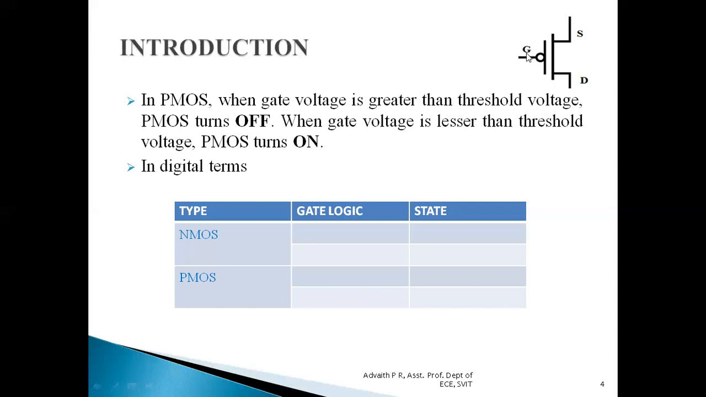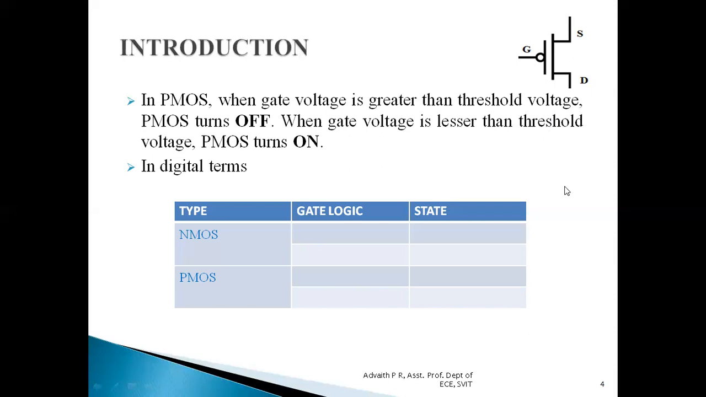When the gate terminal of the PMOS transistor is supplied with logic level high, logic level 1, there is no channel established between the source and the drain terminal of the PMOS transistor. Because there is no channel formation, there is no connection between the source and the drain terminals of the MOSFET, and the PMOS transistor is said to be off.